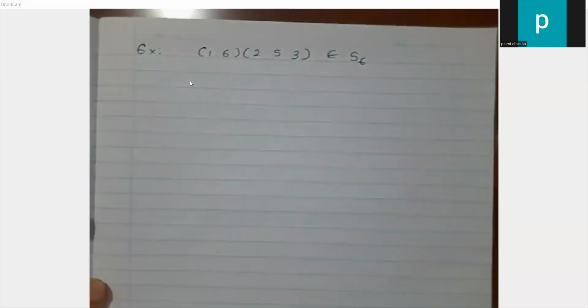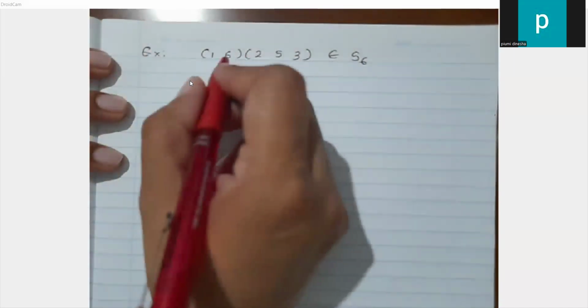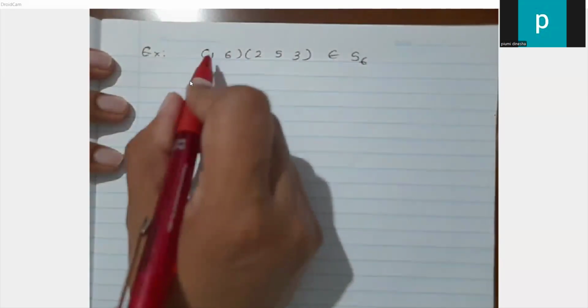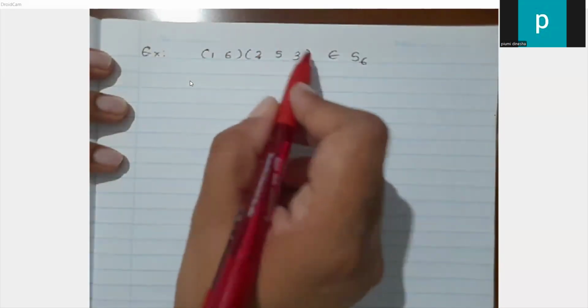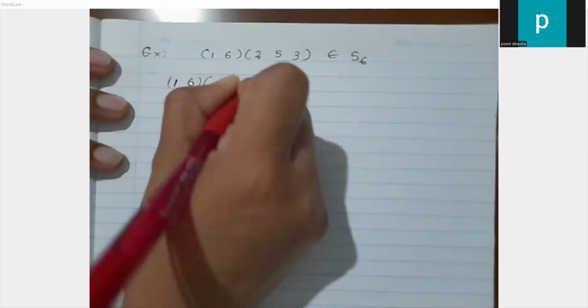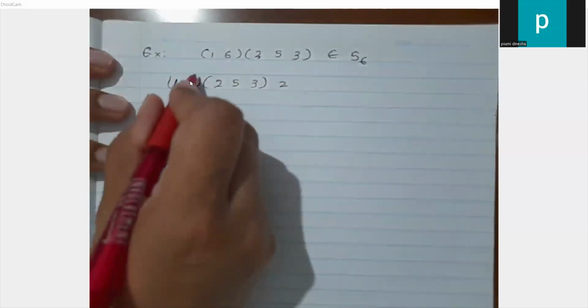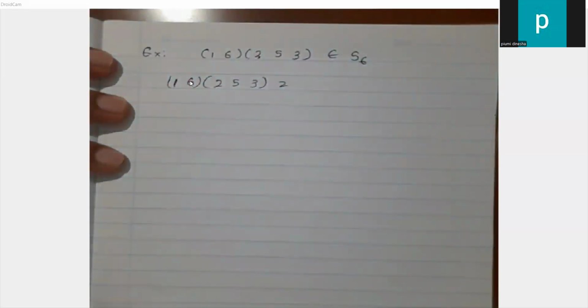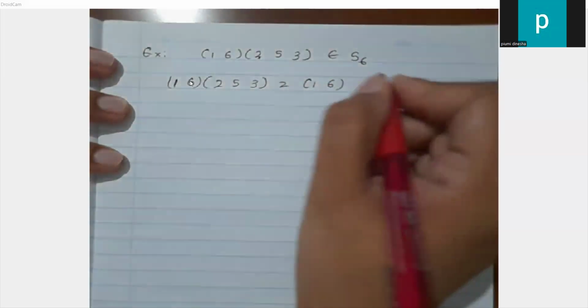Let's do one more example. Let's take (1 6)(2 5 3) in S6. In this case, you see that 4 is fixed, 1 is sent to 6, 6 back to 1, 2 to 5, 5 to 3, and 3 back to 2. This you can write as a product of transpositions. The first one is a transposition, so we don't do anything, we leave it be. (1 6) will be just that.